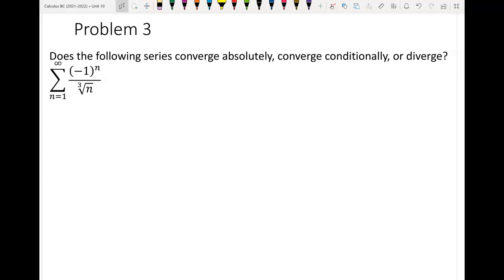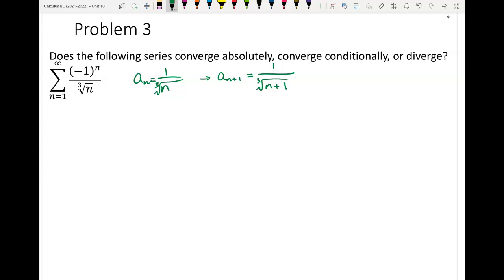So let's look at this. We have our two conditions. So what is a sub n that we're going to be looking at? It's 1 over n to the 1/3 power, or we can just leave it as the cube root of n, however you want to think of it. Then remember we're doing the alternating series test, so what is a sub n plus 1? It's 1 over the cube root of n plus 1, or you could just write n plus 1 to the negative 1/3, however you want to think about it.